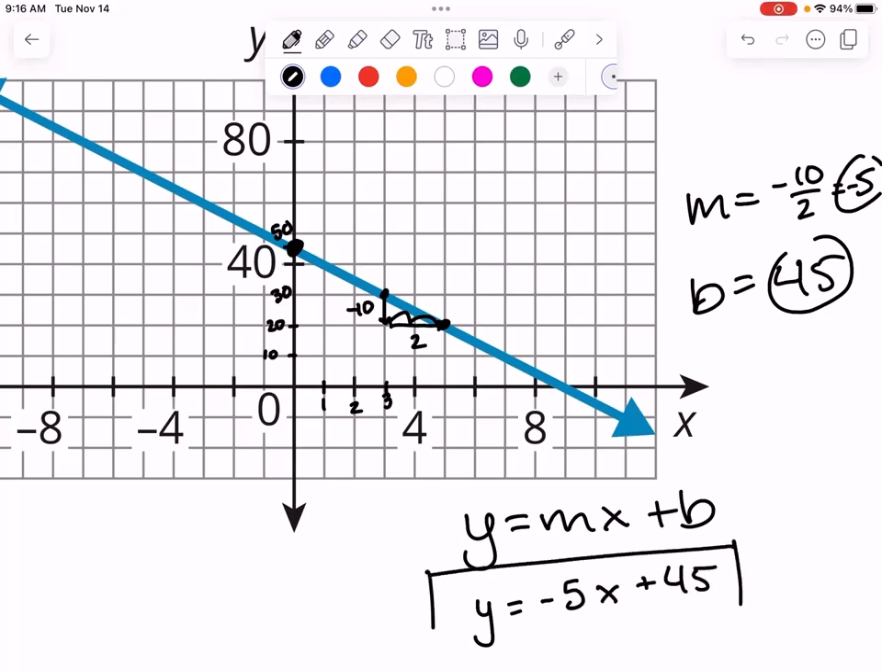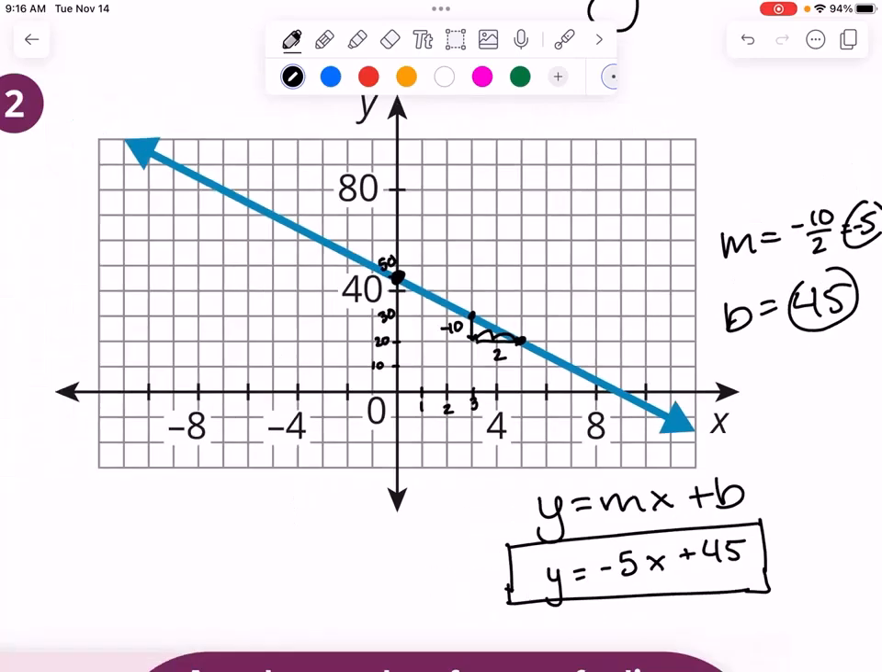Kind of went a little bit fast through that, but just make sure, or you can rewind it, pause it, come back to it, or let me know if you have any questions.